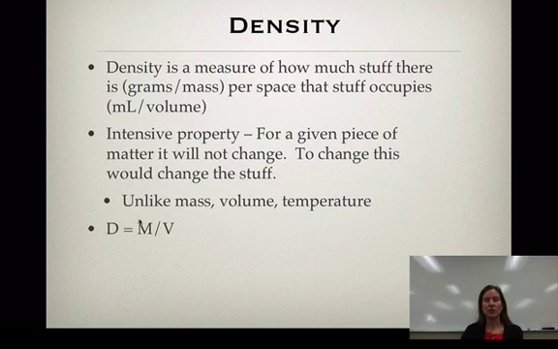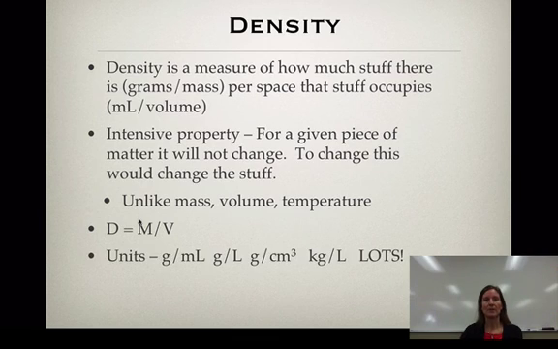Here's density written as an equation, mass over volume. Simple as that. Because it is a derived value, it has multiple different units it could potentially be, because mass is measured lots of ways and volume is measured lots of ways. Again, most common for us will be grams per milliliter or grams per liter. But take a look at those because that determines a lot about your substance, what your units are.